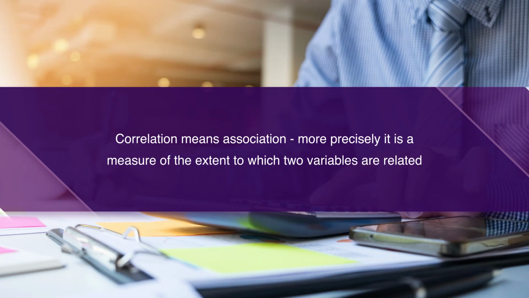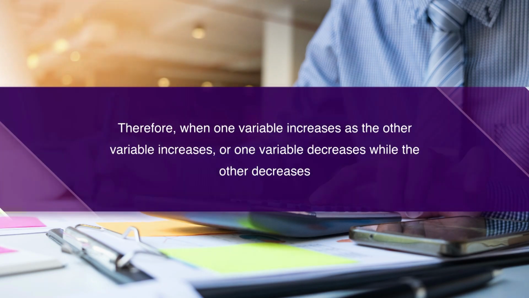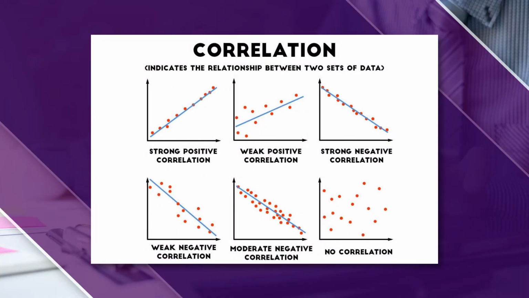Correlation means association. This is the second way of interpreting the term correlation. More precisely, it is a measure of the extent to which two variables are related. Therefore, one variable increases as the other variable increases, or one variable decreases while the other decreases. An example of positive correlation would be height and weight. If you see this particular image, you will find that a strong positive correlation is there.